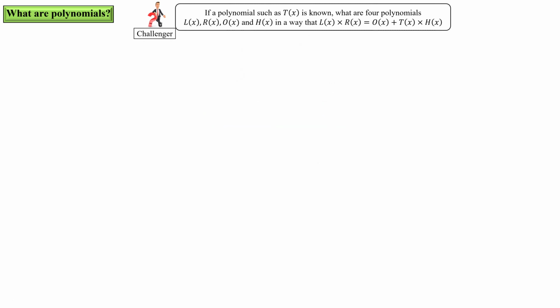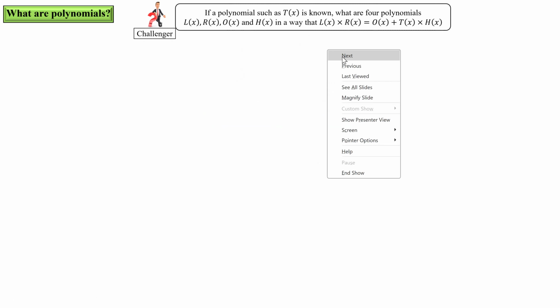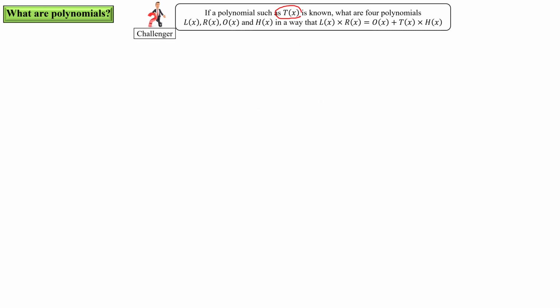So the challenge here is that if there is a known polynomial like t of x, the question is: what are four polynomials L of x, R of x, O of x, and H of x in a way that L multiplied by R equals O plus T of x multiplied by H of x? So we want to follow this puzzle with some examples.